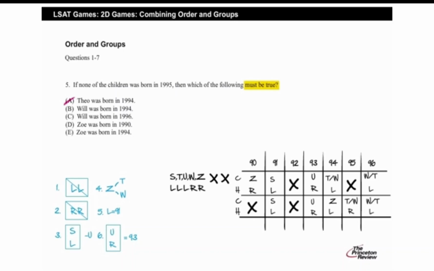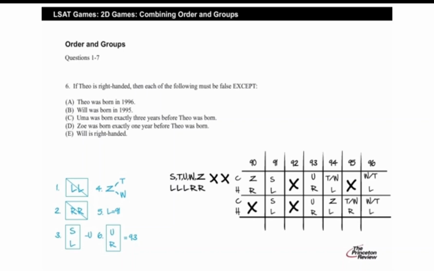For B, Will was born in 1994, eliminate it. Will could have been born in 1996 instead. As for C, Will was born in 1996, eliminate it for the same reason. Will could be born in 1994. But choice D, Zoe was born in 1990, cannot be false. That must be true in scenario 1. Pick it and move on.